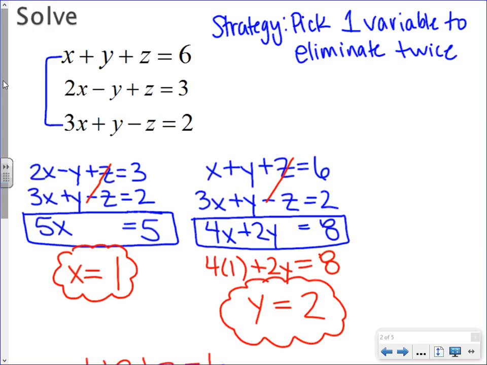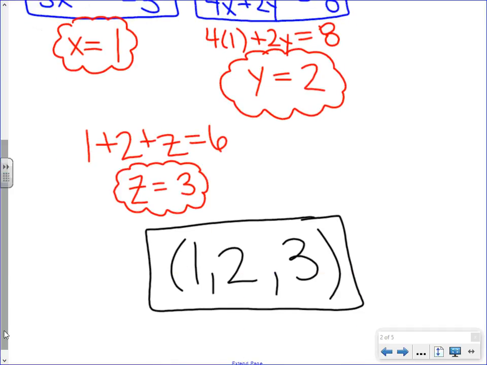You don't have to show me that you checked it. But on these problems, you should know whether you got the answer right or not, because it should work in all three equations, okay? And even yesterday, I didn't do a very good job of telling you to check your answers, but you should verify your answers to make sure you got the right answer. Okay? Questions?